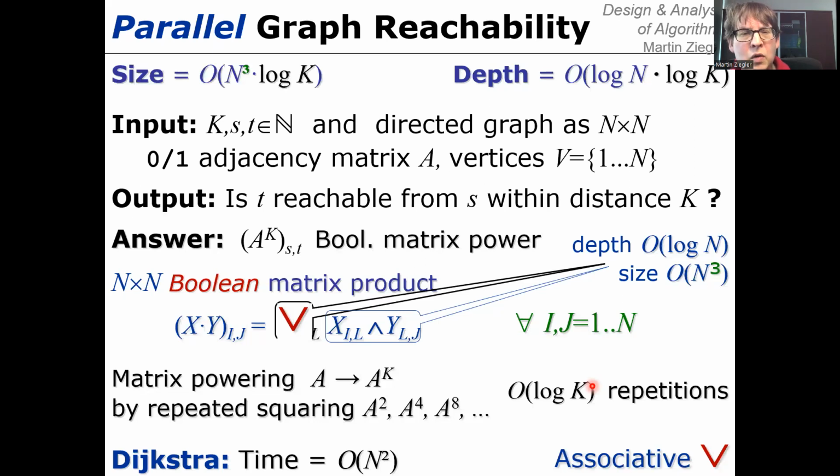The size also grows. The size of one circuit is n cubed. Repeating it, having log k copies, results in the size growing to n cubed log k. And that's our resulting algorithm for parallel graph reachability with depth log n times log k. In the worst case, when k is equal to n, that's a log squared n time parallel algorithm.